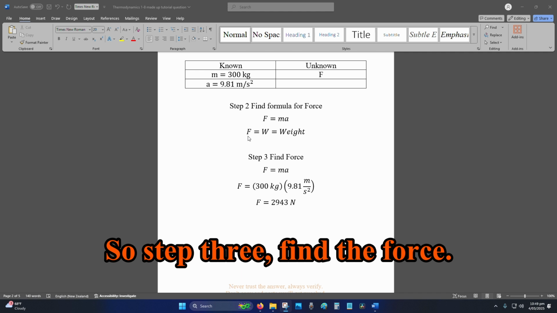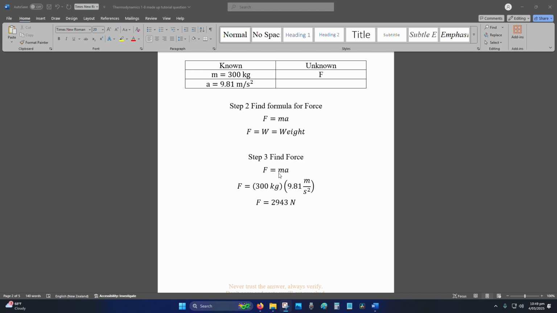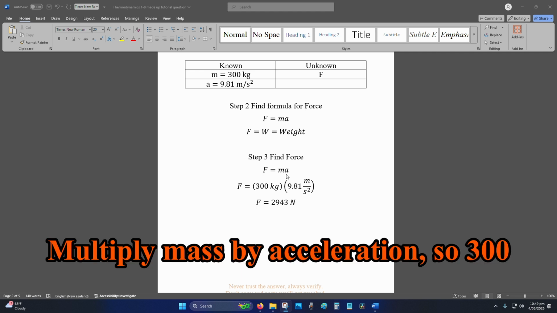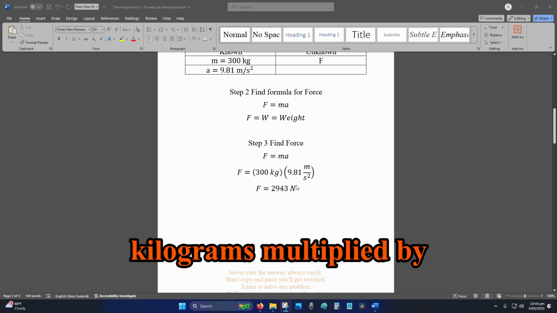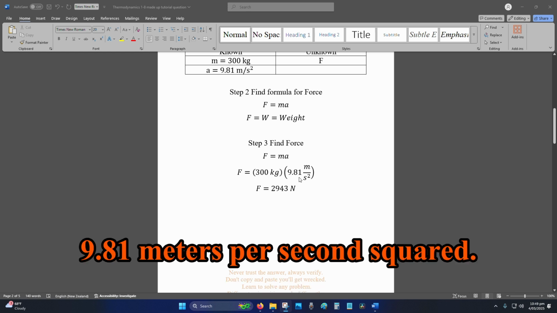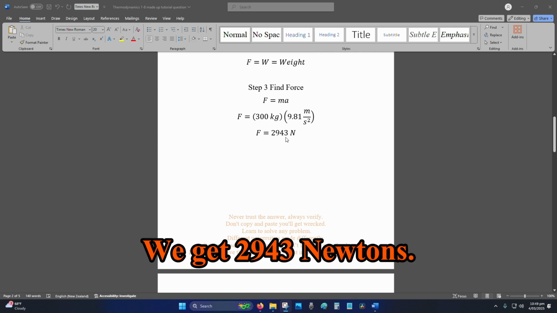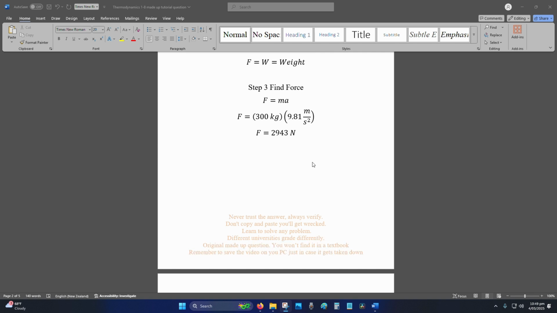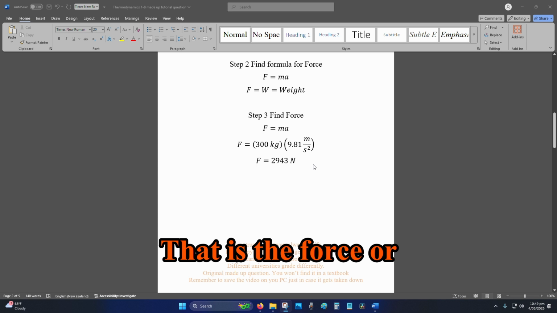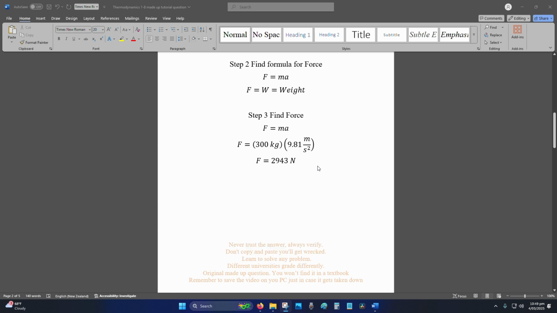So step 3, find the force. Multiply mass by acceleration, so 300 kilograms multiplied by 9.81 meters per second squared. We get 2,943 newtons. That is the force or the weight of the object.